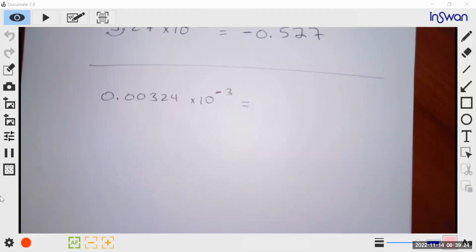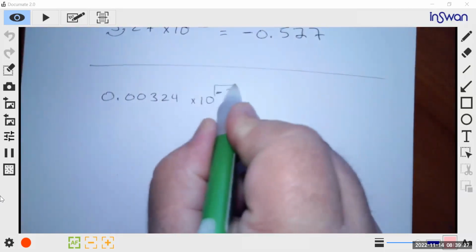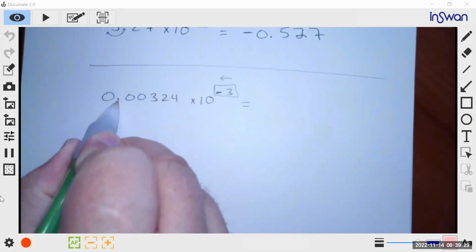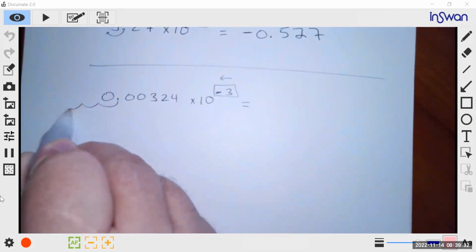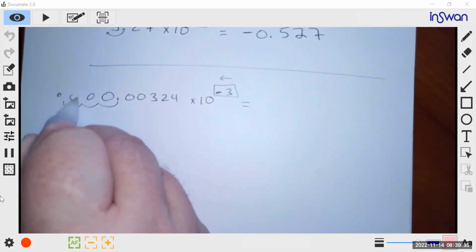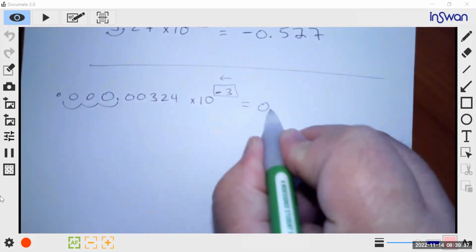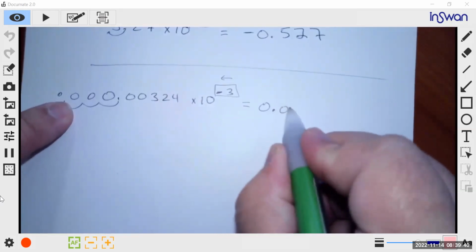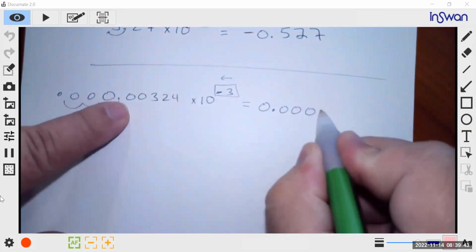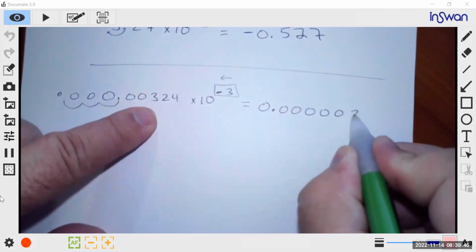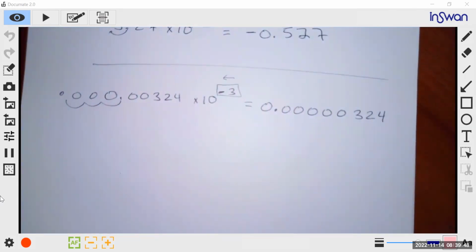Since it's negative, which direction do we move? To the left, 3 spaces. So from here, 1, 2, 3. So we have to add 2 more zeros there. So it's 0.1, 2, 3, 4, 5 zeros. Make sense? Is it okay?